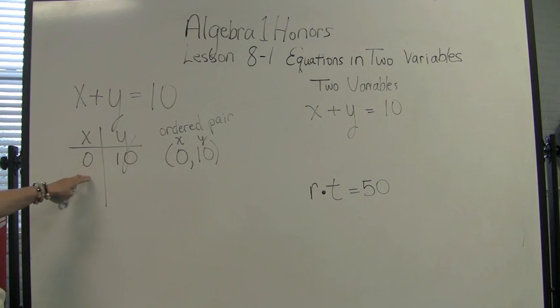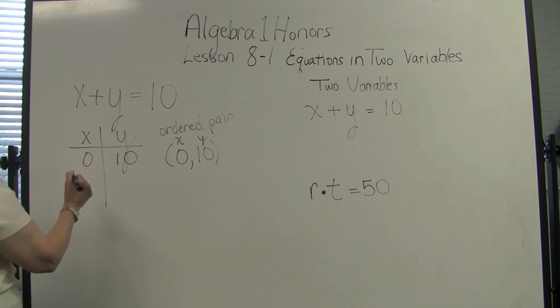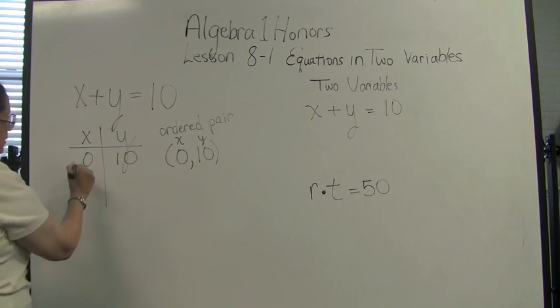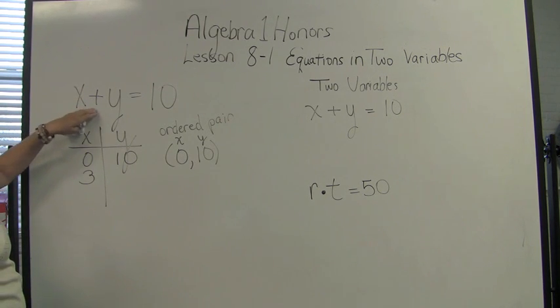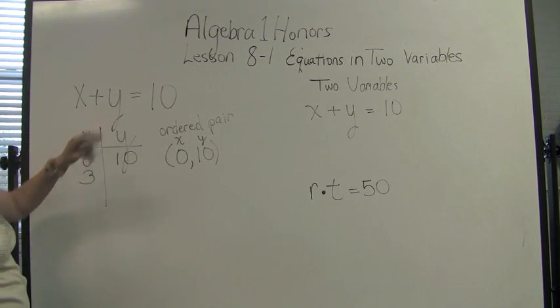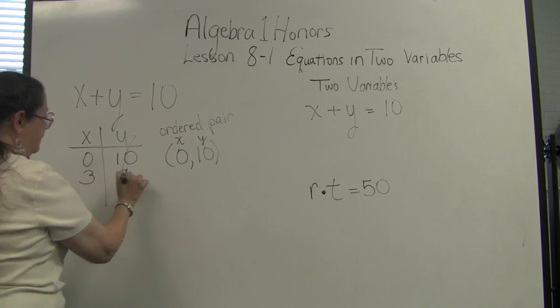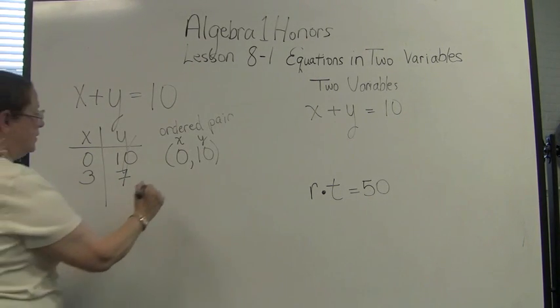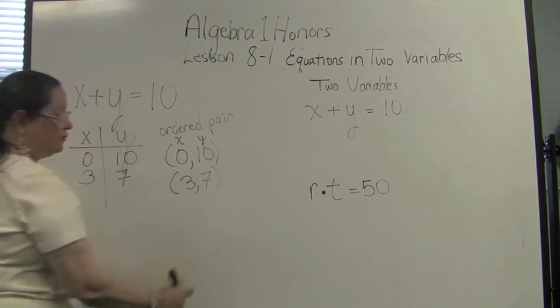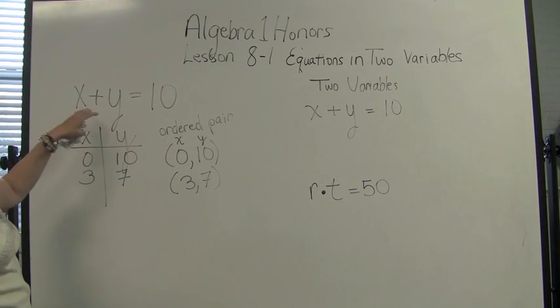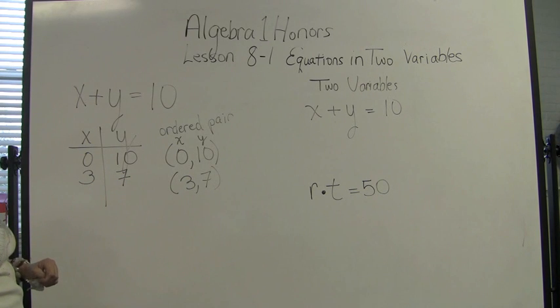And then if we pick, let's say, a 3 for x, and I'm just choosing at random, 3 plus what gives me 10? Well, its associated y has to be 7. So another ordered pair that works, that is a solution or satisfies this equation, is 3, 7.